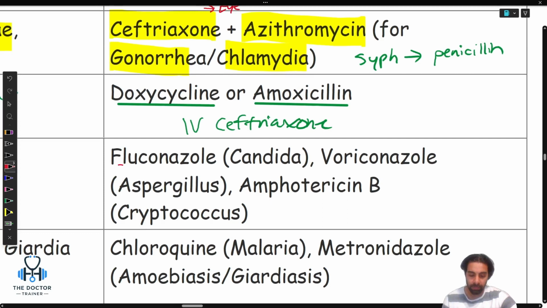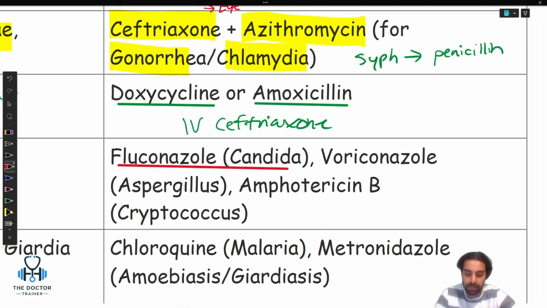So fluconazole is helpful if it's oral thrush or esophagitis. If it's in the bloodstream, I would think, like we talked about earlier, micafungin; amphotericin B is usually third line. And if you're talking about aspergillosis, voriconazole is a good option. Okay, if somebody's really, really sick and you need treatment for cryptococcus, then amphotericin B is an okay option.